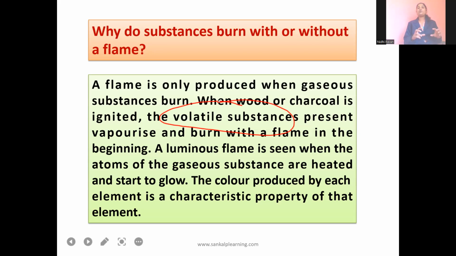Okay. So when some of the volatile substances burn completely and evaporate, then the flame will not be visible. That is why when you heat wood or coal, you can see only the glowing of them after some period, right?